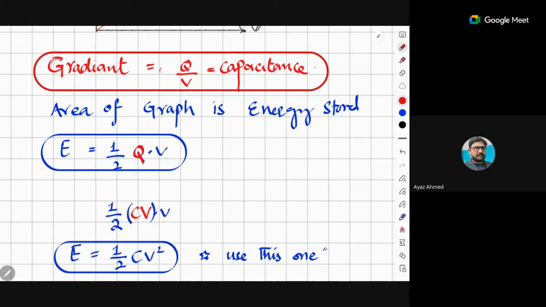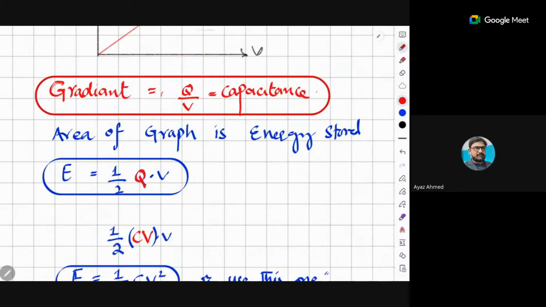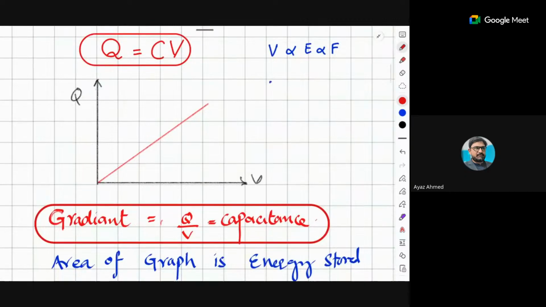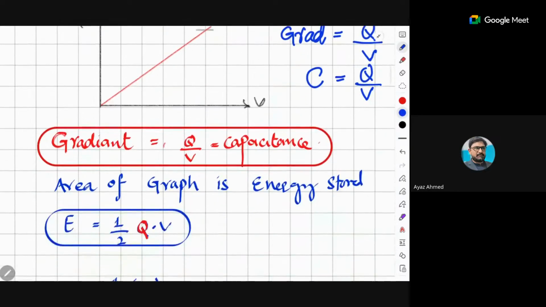Any confusion in this one? Because in the graph above, if you see the gradient, what is the gradient of this graph? Isn't it Q divided by V? And isn't that the capacitance? Yes, then we say that the gradient is capacitance.